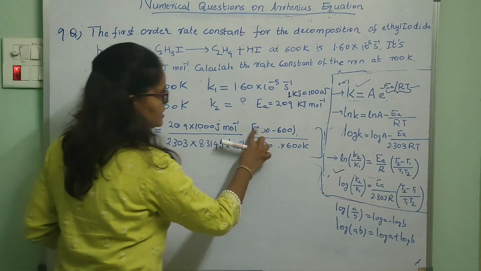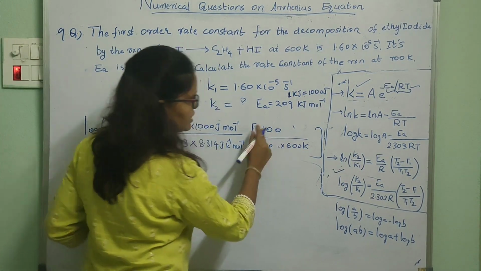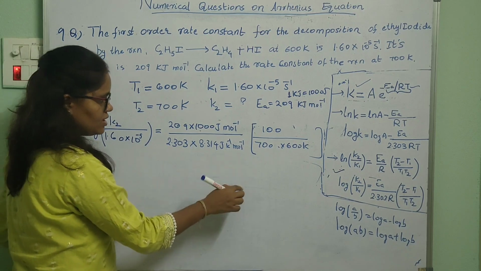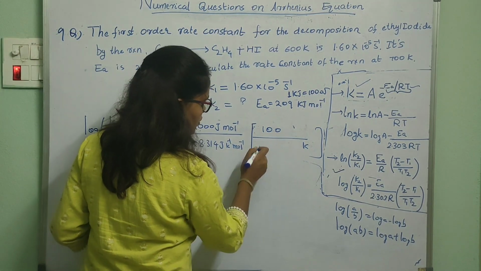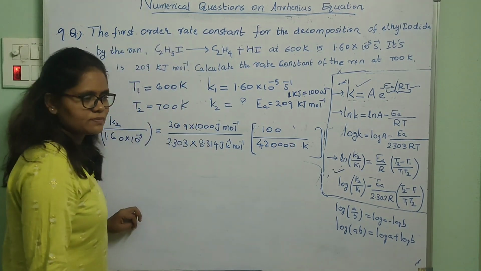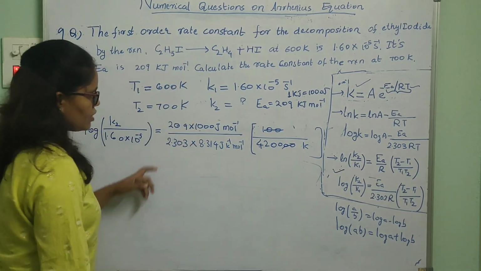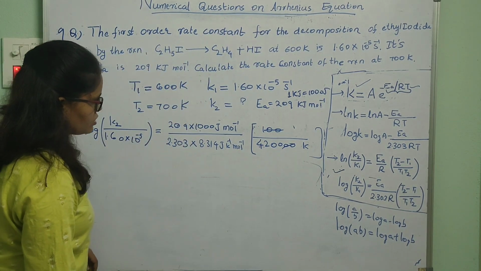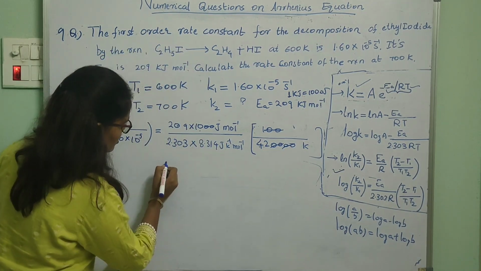So this will be 100, right? 700 minus 600 will be 100. And this will become 7 6 are 42. 42 into 1, 2, 3, 4 zeros. So I can cancel these 2 zeros. Here I can also cancel these 2 zeros with 1000.